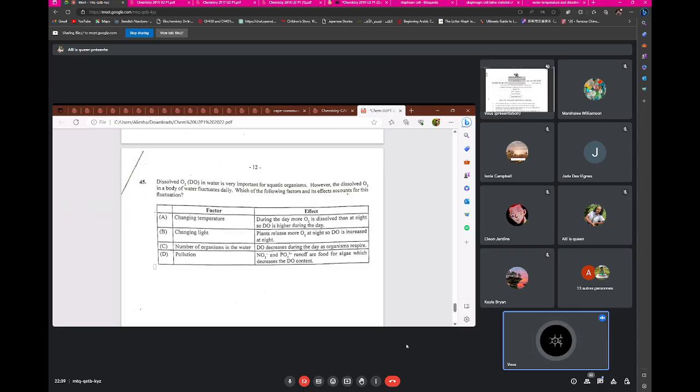So you have changing temperature. During the day, more oxygen is dissolved. Hold on, let me see something. Changing light. Plants release oxygen. Okay, this question has tripped me up right now. It's giving incompetent, to be very honest. Alright, so let me look at pollution first. I don't think so.